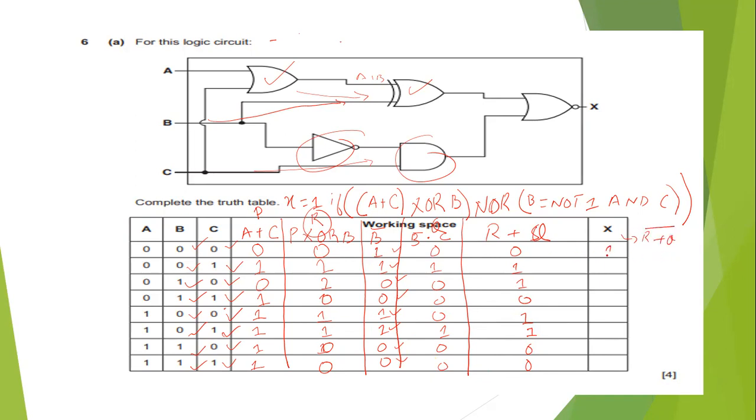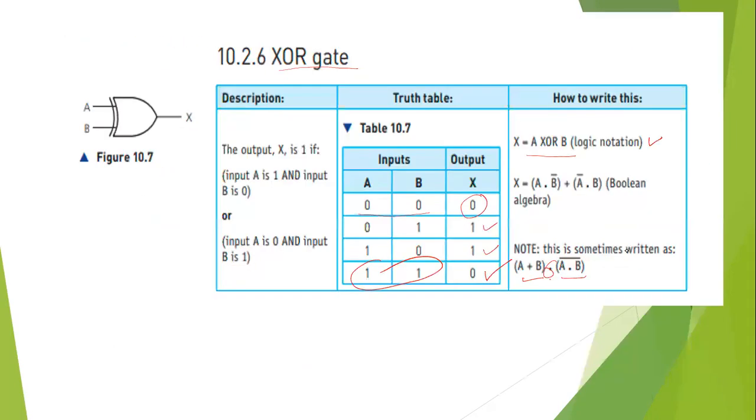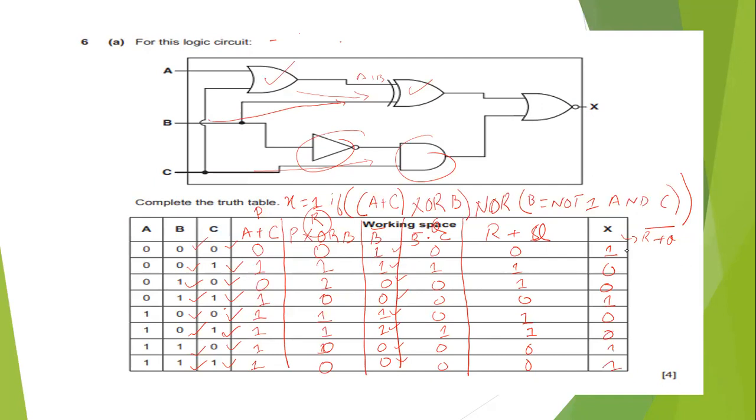Okay. This will be 1. This will be 0. This will be 0. This will be 1. This will be 0. This will be 0, 1, and 1. So after that, you can see 1, 0, 0, 1, 0, 0, 1. This is the final output. You can confirm from the next slide. You can see 1, 0, 0, 1, 0, 0, 1, 1, 0, 0, 1, 0, 0, 1. So this is the final output.